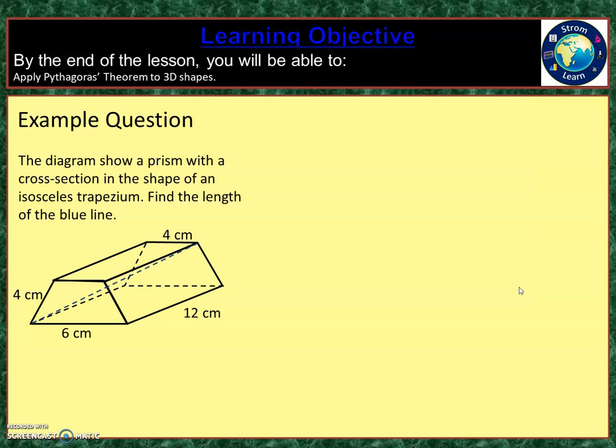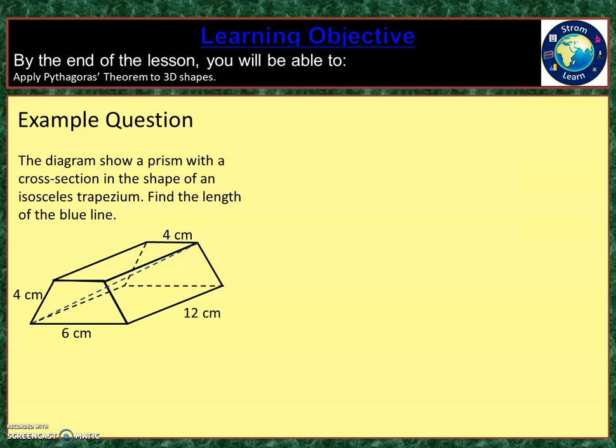So here we have a prism, and we're told in the diagram that the cross-section of this prism is in the shape of an isosceles trapezium. What it means by isosceles trapezium is that it has a line of symmetry down the centre. Essentially, think of it as an isosceles triangle with the top cut off. So we're going to look at the length of the blue line.